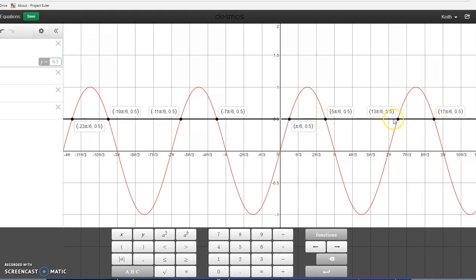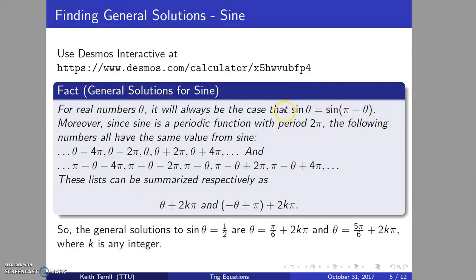Pi minus 13 pi over 6 is, well, something, 7 pi over 6, something like that. It's something else. You know, it works. So that's how you go from pi over 6 to 5 pi over 6. And then you add 2k pi, right? You add 2 pi, 4 pi, 6 pi, 8 pi. You subtract 2 pi, 4 pi, 6 pi, 8 pi, and so on in both directions.